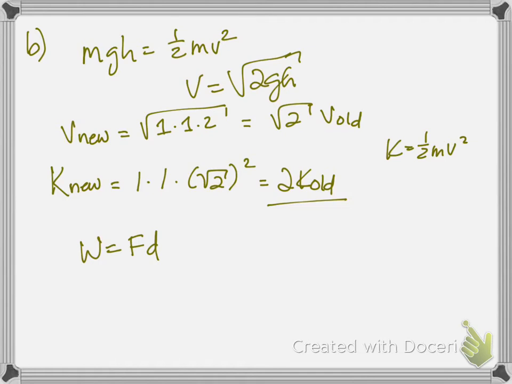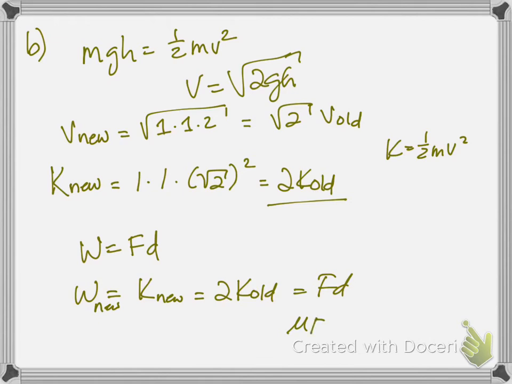So the new work is going to be equal to the new kinetic energy, which is twice the old kinetic energy. That's going to equal Fd. We know that the frictional force, which is just equal to mu times the normal force, none of that's changing. So if the kinetic energy doubles, the distance is going to double. So the new distance will be 8d.